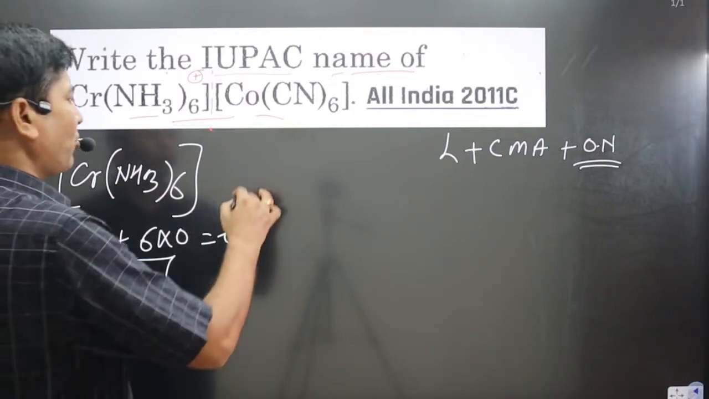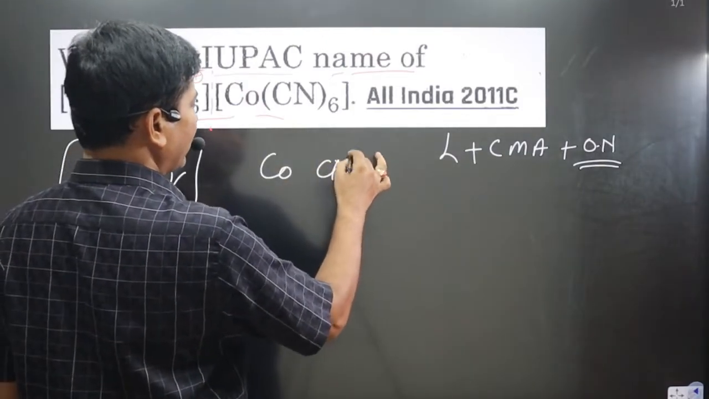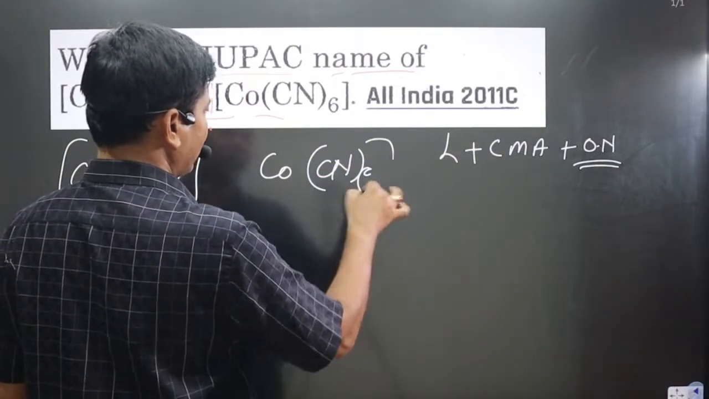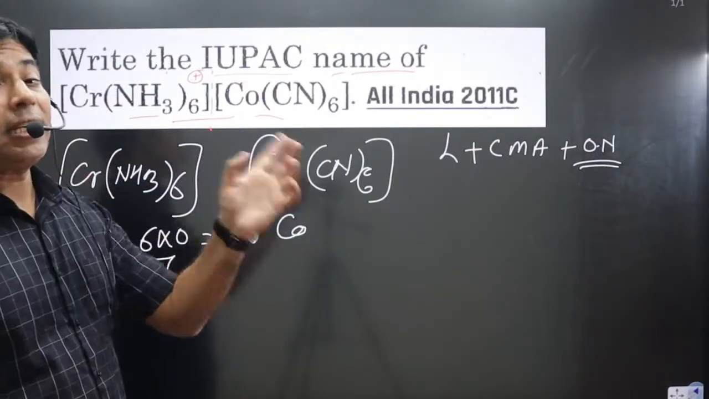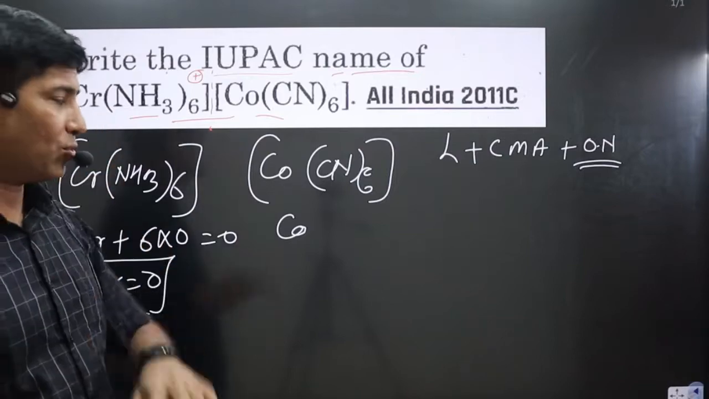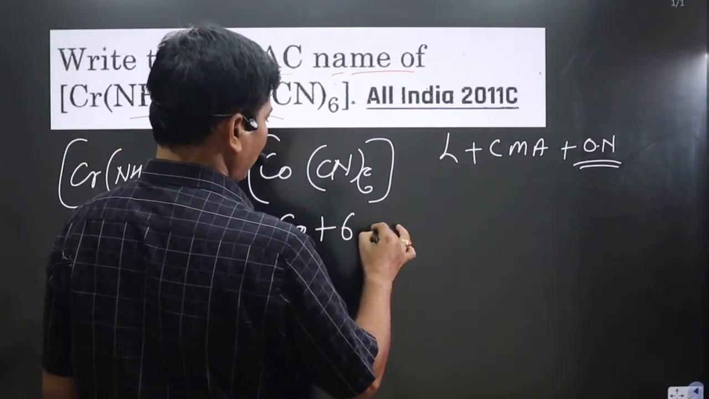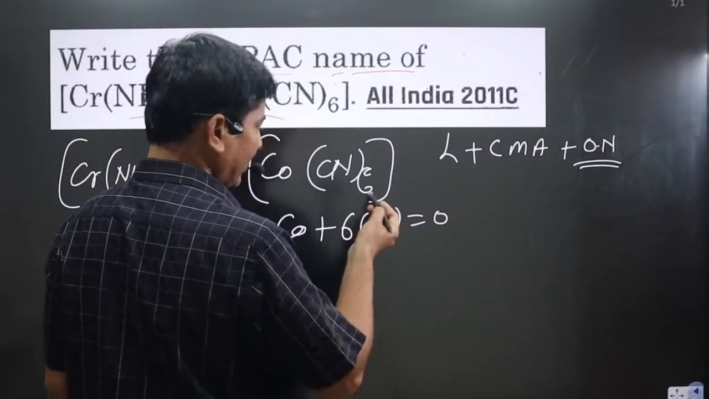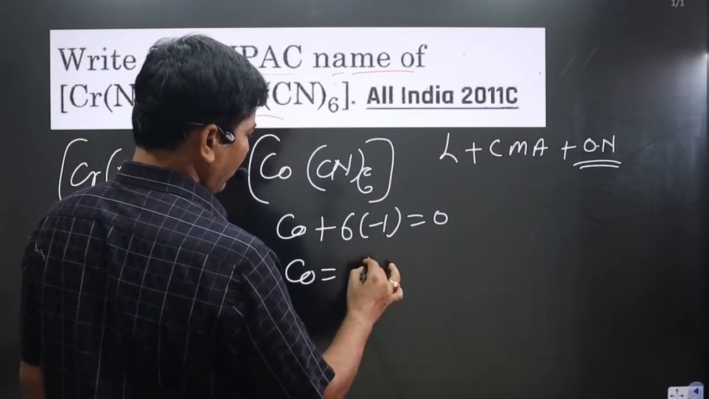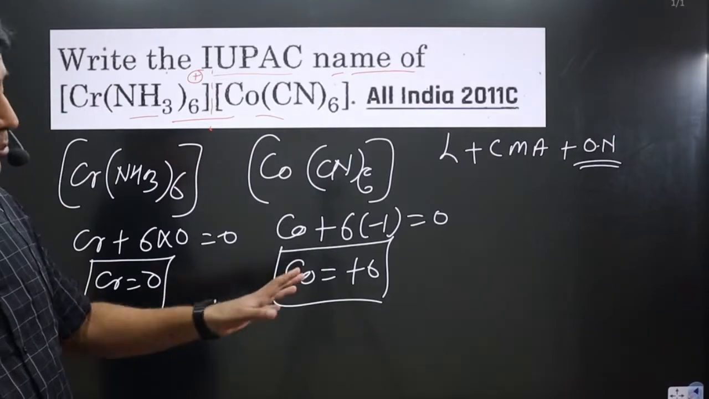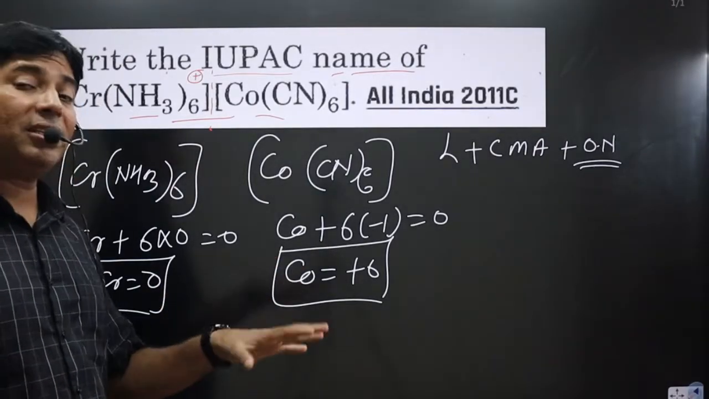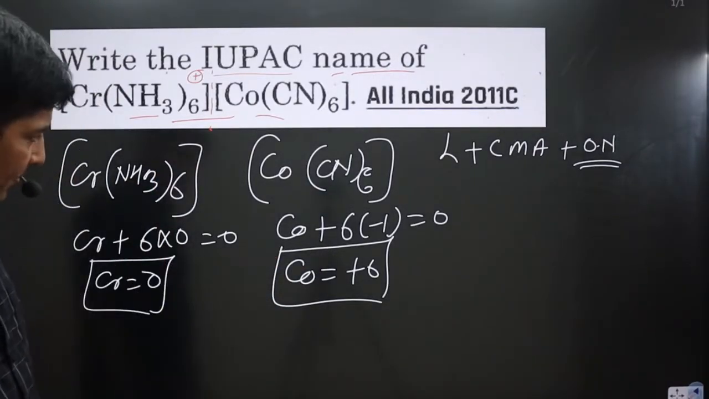Now next part we have cobalt, and this has a unidentate negative ligand, whole 6 is there. If you calculate the oxidation number of cobalt, a unidentate negative ligand means CN will show -1 charge. We have cobalt plus 6 times -1 is equal to 0. I take it as neutral. Cobalt is equal to plus 6 we got. Okay, this is not the common oxidation number of cobalt. Plus 6 is a very high oxidation number.